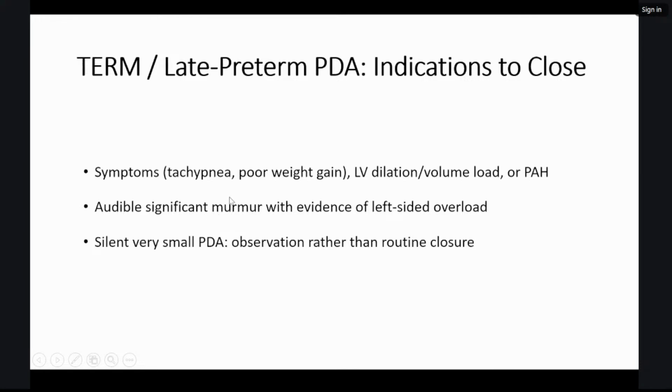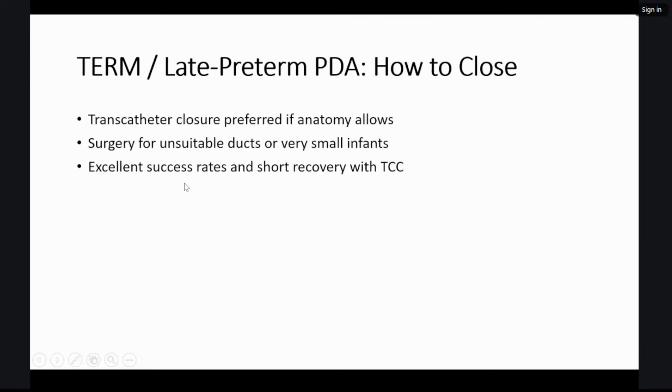Coming to a few points on term and late preterm PDA indication for closure: mainly in term and late preterm infants, there is symptomatology due to hemodynamically significant PDA in the form of tachypnea, poor weight gain, LV dilatation or volume overload on echocardiography, and an audible significant murmur with evidence of left to right shunt overload, considered for closure. If it is a silent, very small PDA, observe rather than routine closure.